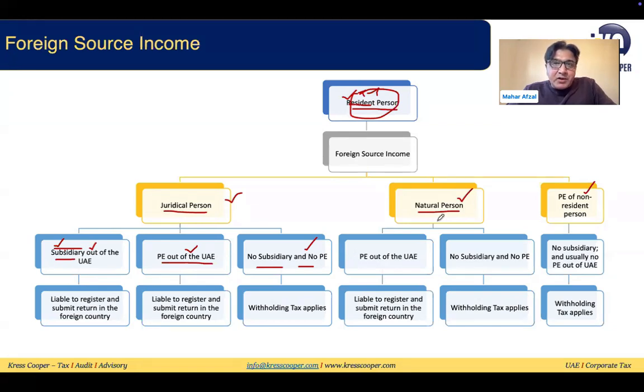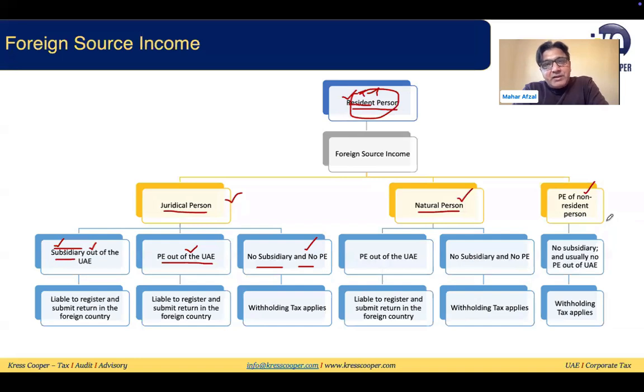As I mentioned, I have just given the definition and an example of the loan as well. So the third possibility is the PE of the non-resident person. I believe there is one possibility. There will not be any other company. There will not be any PE. The only way is that there might be some income attributable.